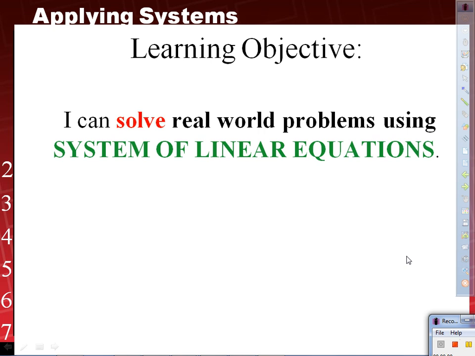Let's see. Read us the objective, please, Xavier. Tell your neighbor the concept we're still on.